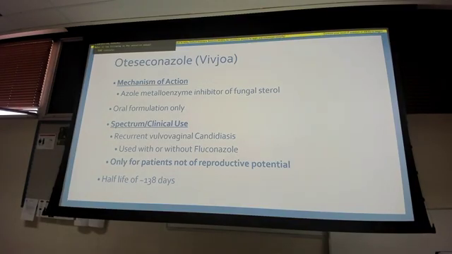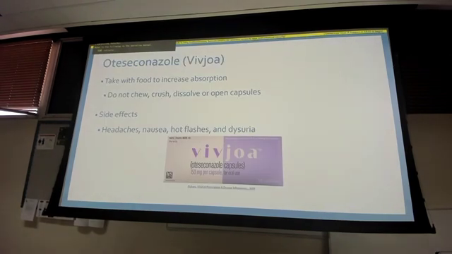Another newer agent we have is oteseconazole. This is an azole metalloenzyme inhibitor of the fungal sterol. Again, these are oral formulations for recurrent vulvovaginal candidiasis. We can use it with or without fluconazole, but we don't want to use it in patients who are pregnant due to fetal harm. It's nice because it has a long half-life. If we ever prescribe this, we want to take it with food to increase absorption, and not to chew, open, or crush the capsules. With side effects, patients might have headaches, nausea, hot flashes, and painful urination.